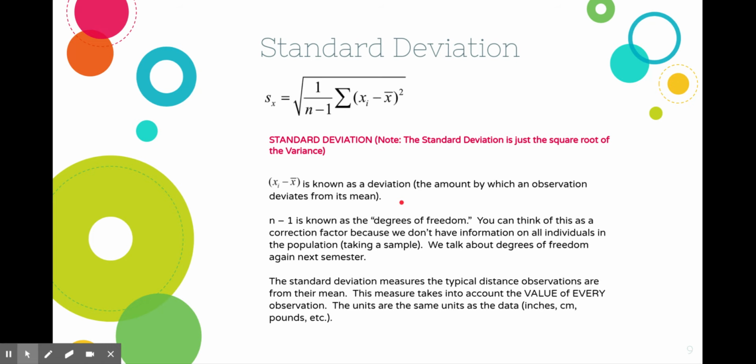N minus 1 is known as the degrees of freedom. You can think of this as a correction factor because we don't have information on all individuals in the population. We're taking a sample. We talk about degrees of freedom again next semester. The standard deviation measures the typical distance observations are from the mean. This measure takes into account the value of every observation. The units are the same units as the data: inches, centimeters, pounds, etc.